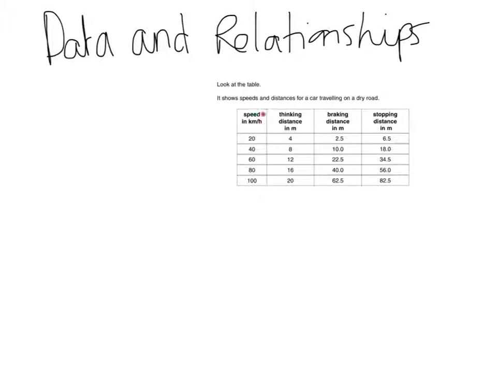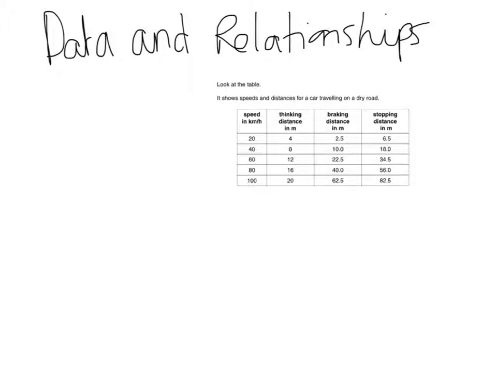It's typical of what you might expect in your Additional 3 exam. We can see that the speed increases down the table. We can see that the thinking distance and braking distance, and therefore the stopping distances, all increase too. But what are the relationships there? Well, the thinking distance, if the speed increases by 20, 40, 60, 80, 100, that increases by 4 metres each time. There's a linear relationship.